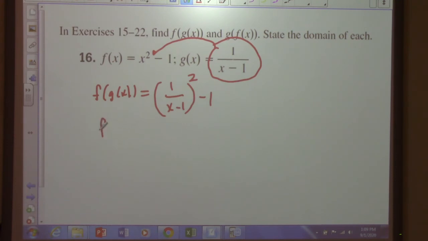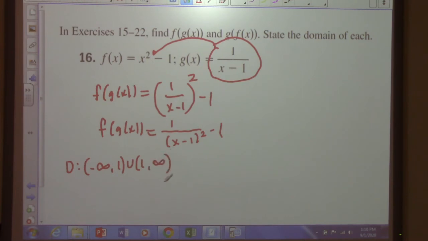So now we have f of g of x is equal to, what's 1 squared? 1. And then we can just take our denominator and rewrite this as the denominator, and then minus 1. And so that's going to be our answer. And what is our domain for this going to be? And Hannah was mentioning what it was earlier. Negative infinity to 1, union 1 to infinity. Okay. All right. Any questions on this one?